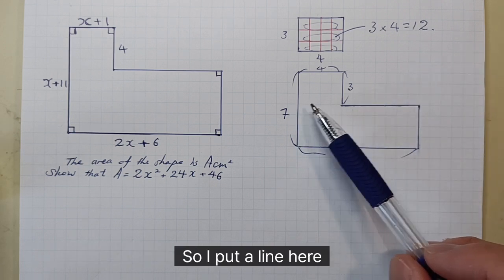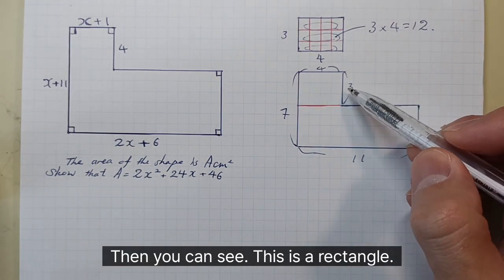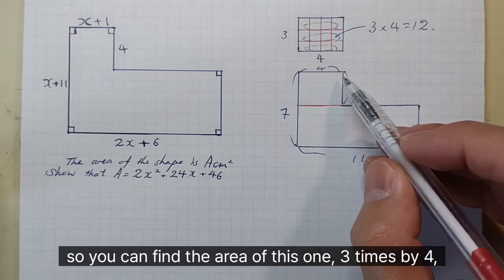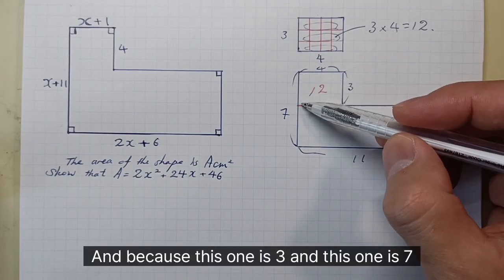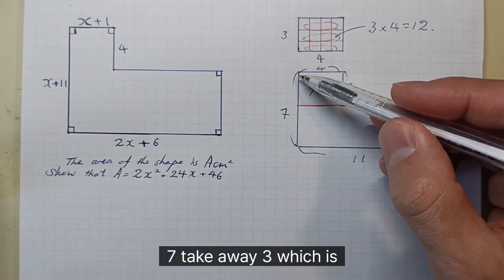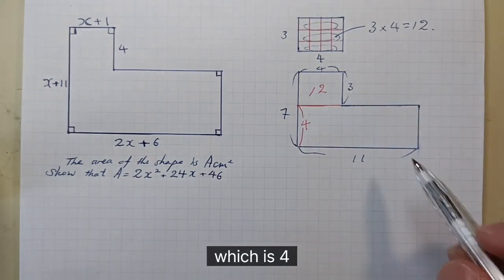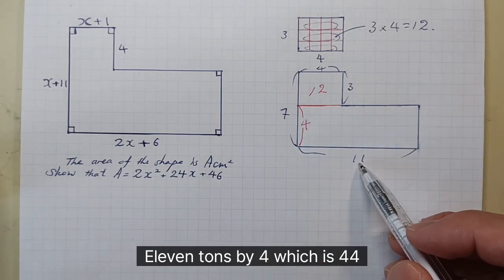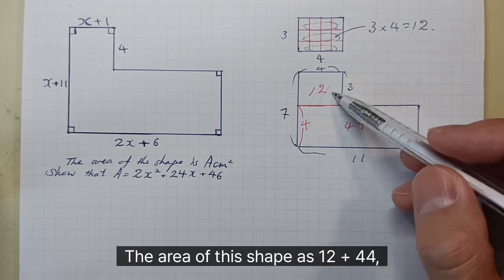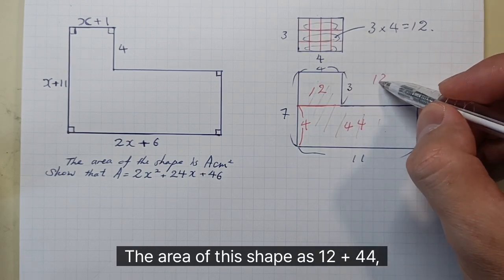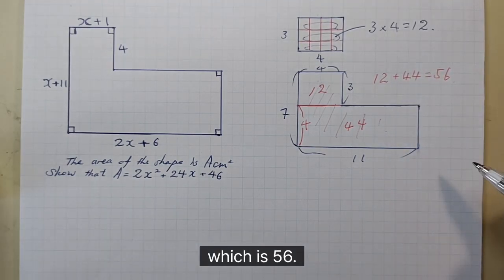So I put the line here. Then you can see this is a rectangle. So you can find the area of this one, 3 times 4, which is 12. Then because this one is 3 and this one is 7, 7 take away 3, you can find the length here, which is 4. So you can find the area of this one, 11 times 4, which is 44. So the area of this shape is 12 plus 44, which is 56, isn't it?